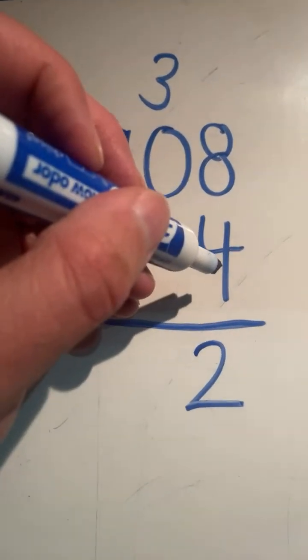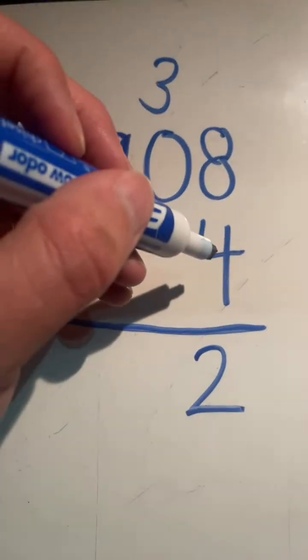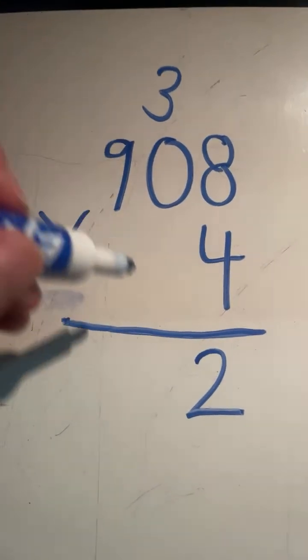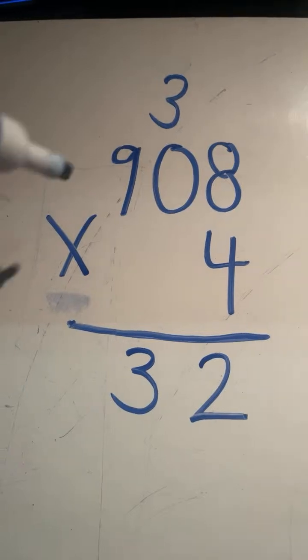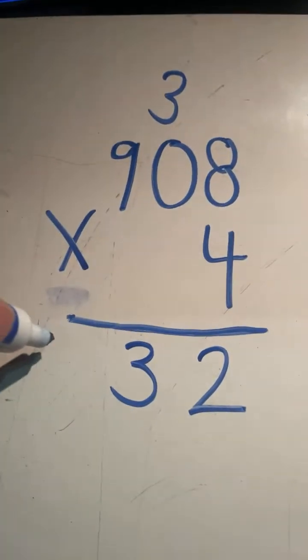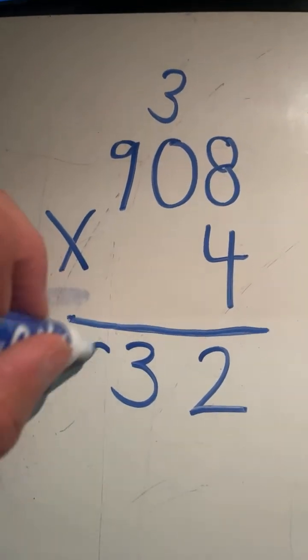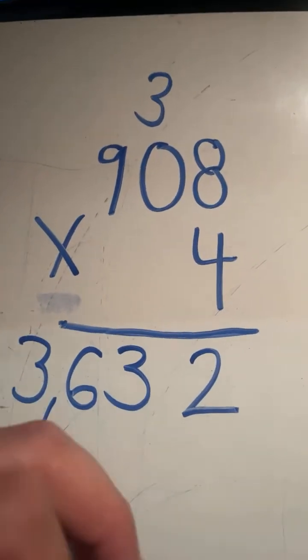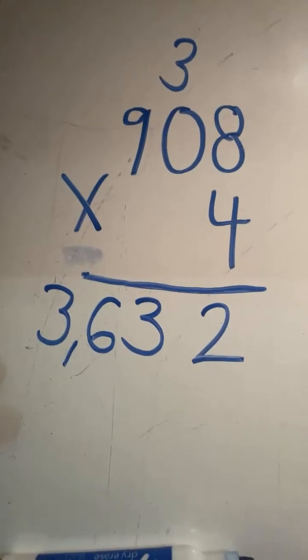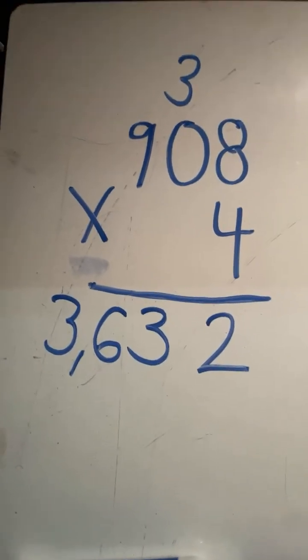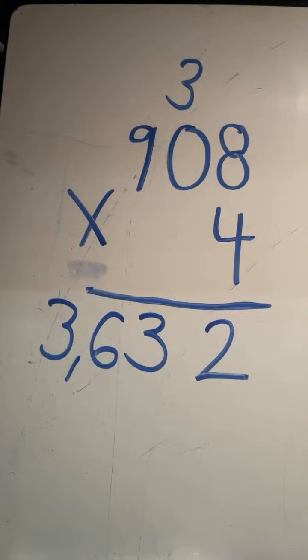0 times 4 equals 0, but we have to add the 3 that we carried over. 0 plus 3 equals 3. 9 times 4 equals 36. And we have our final answer. 908 times 4 equals 3,632.